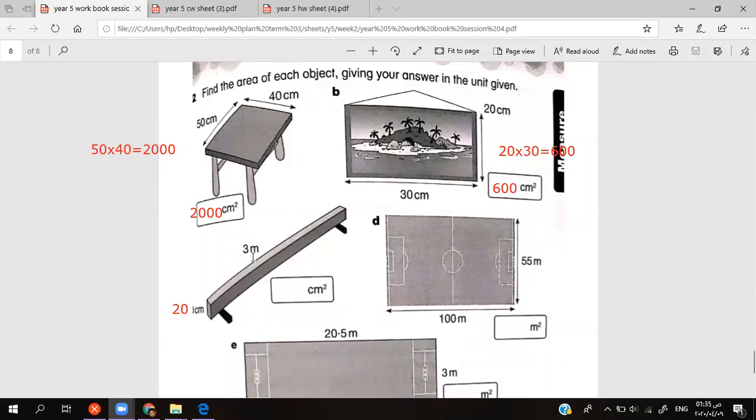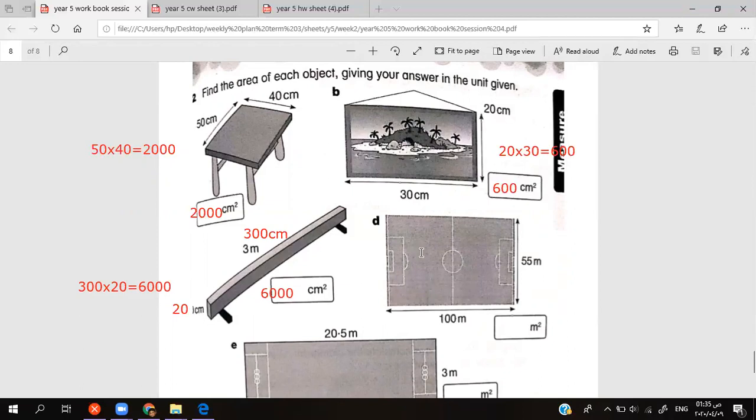But this is meter, okay? I must turn the meter into centimeter. It is by multiplying by 100. So this is gonna be 300 centimeter. Okay, when I convert 3 meter, it's 300 centimeter. Now I multiply them. So it is 300 times 20. Take the 3 zeros out, and 2 times 3 is 6. My answer is 6,000 centimeter square.